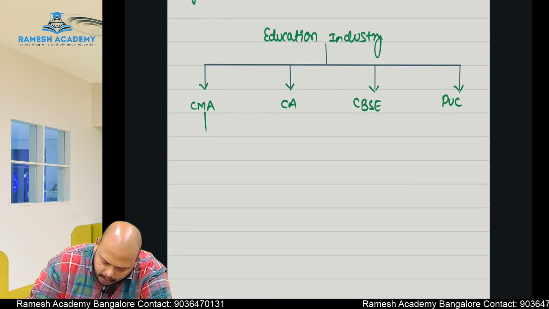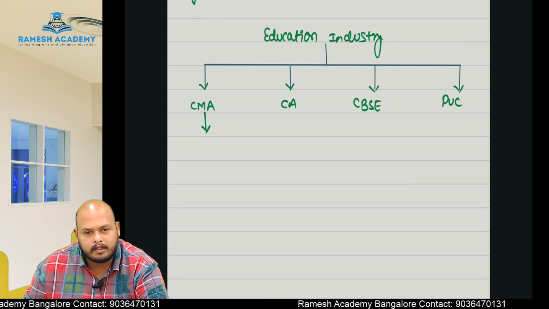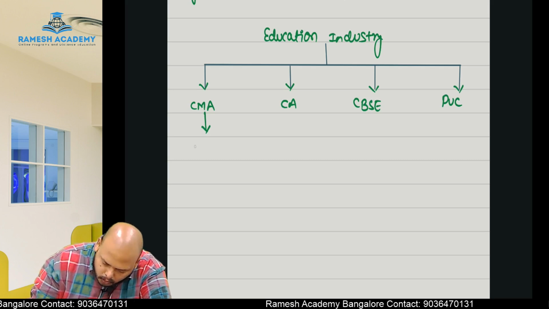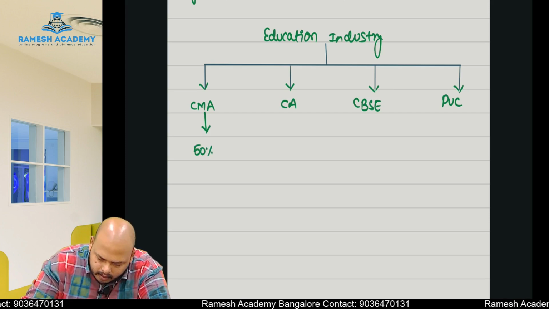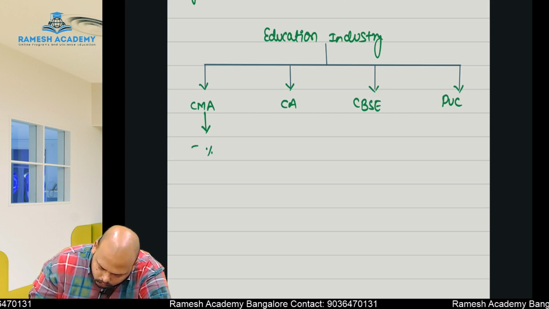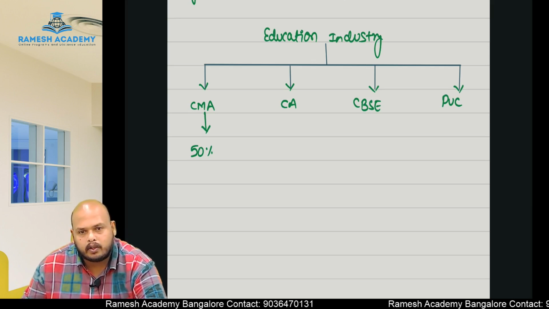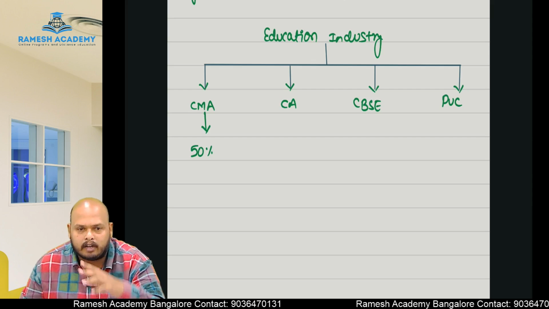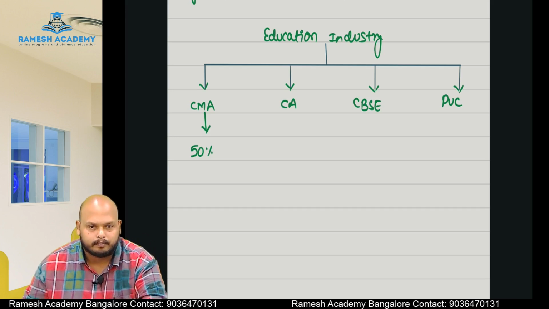In the case of CMA, what is the expectation of the ICMA institute from the students? They have to score 50%. If a student scores 50%, technically he is said to be a qualified cost and management accountant. They are not expecting 100 out of 100 here. Out of 100, they are expecting 50.